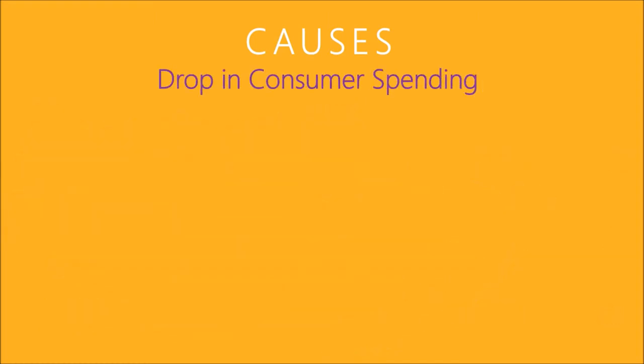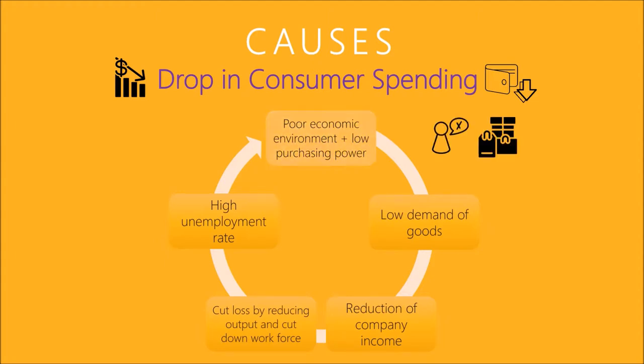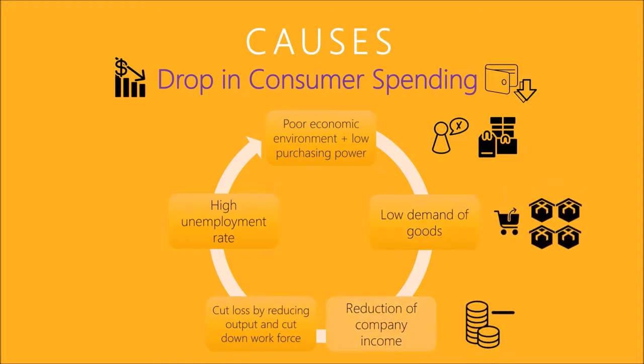Another cause of the Great Depression is the huge drop in consumer spending. Since the stock market crash and the fear of further economic woes, consumer purchasing power and willingness to purchase decreased. It led to a vicious cycle that worsened the economic environment. At the beginning, individuals purchased fewer items. The low demand of goods led to accumulation of inventories and reduced income of companies. Companies cut losses by reducing the number of products produced and cut the number of workforce.